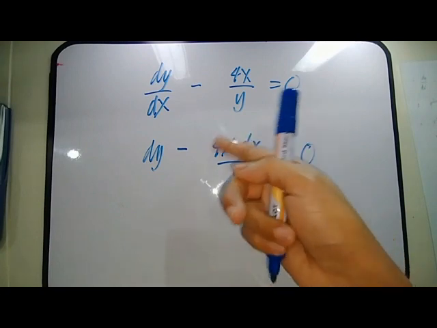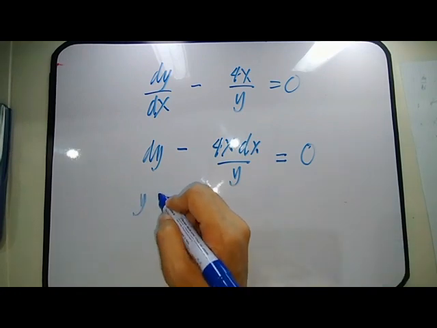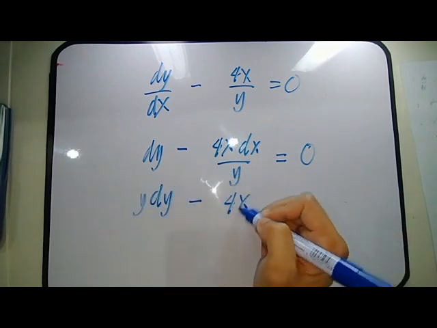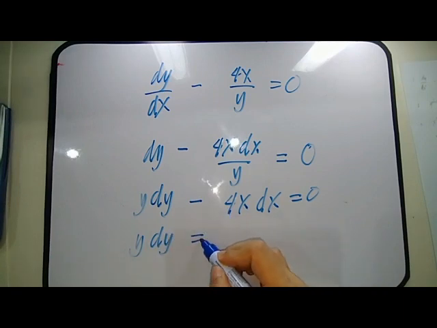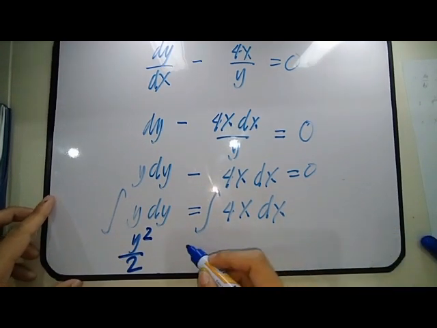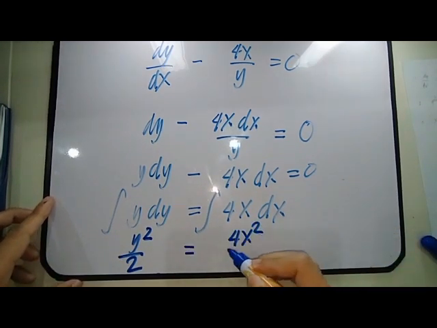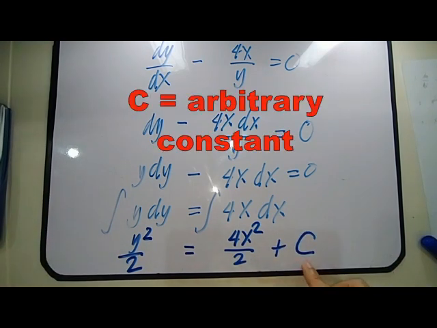Now we separate this because this is not a common variable. So multiply y to both sides. We have here y dy minus 4x dx equals 0. Then we transfer this to the other side. We have y dy equals 4x dx. Then we can now integrate both sides because we have joined similar variables. So integrating both sides, you have here y squared all over 2, this is the power formula, equals 4x squared all over 2, of course, plus c. So c is what you call, of course, a constant, an arbitrary constant.